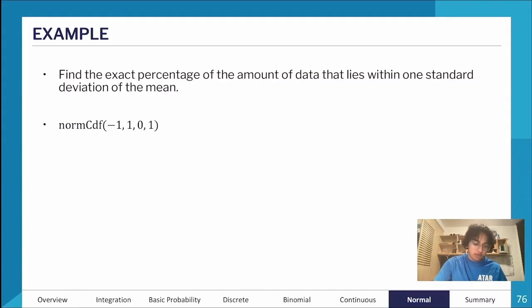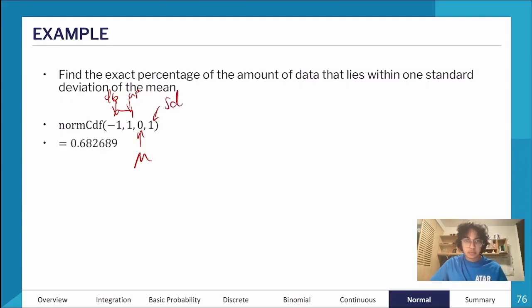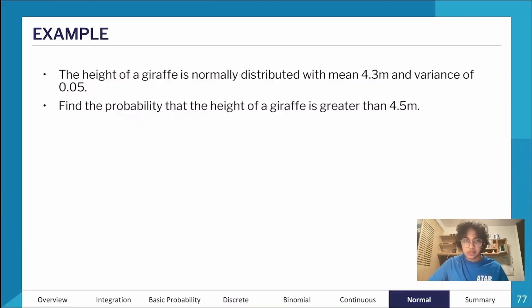We just enter our values on the CAS. On the TI-Nspire, you can just type in normCDF, or you can also find it under menu, probability. You just enter the various variables like this. This is your lower bound, and this is your upper bound. And here, this is your mean, and this is your standard deviation. When you do that, this is the exact value. It's about 68%, but this is good enough.